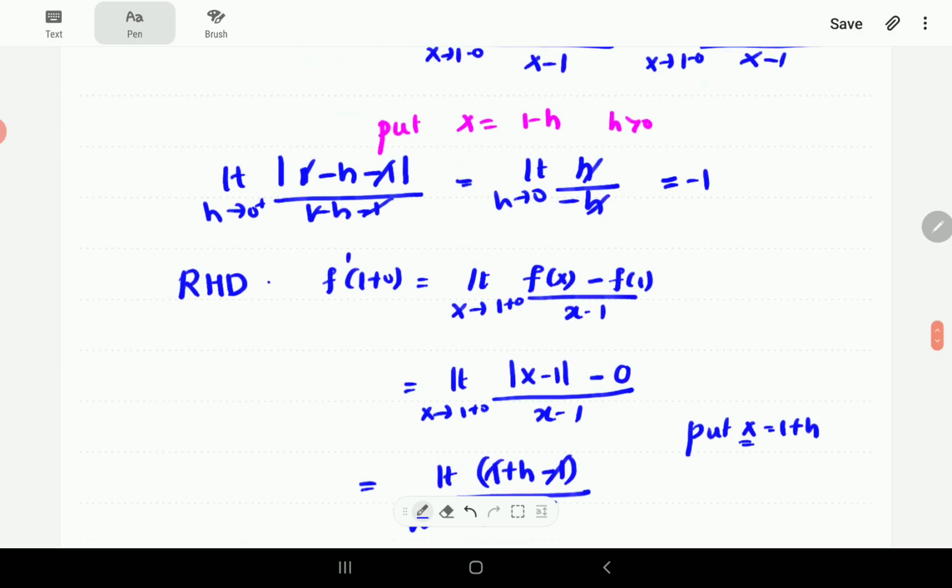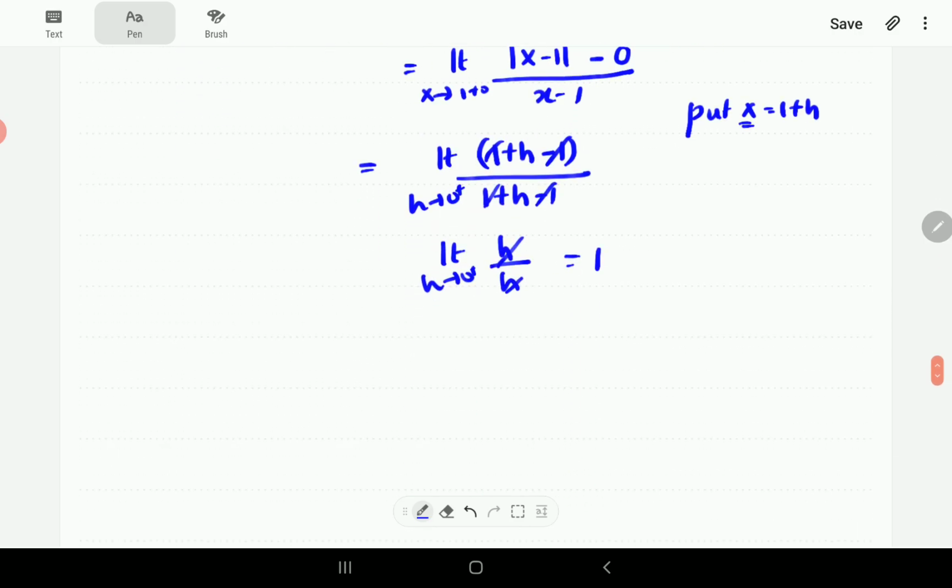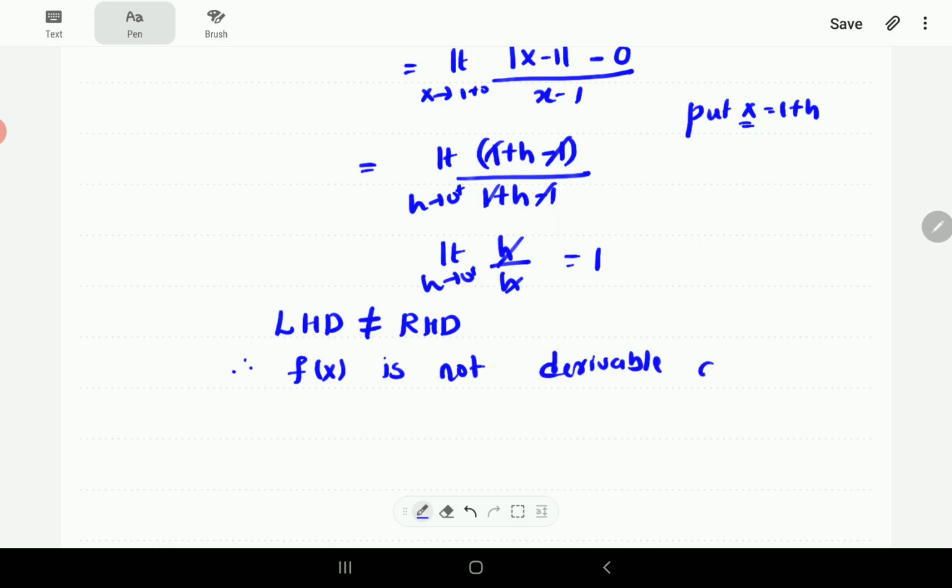So here you have got your left hand derivative is negative 1 and right hand derivative is positive 1, which are not equal. So therefore LHD is not equal to RHD. So what is the conclusion? f of x is not derivable at x equal to 1.